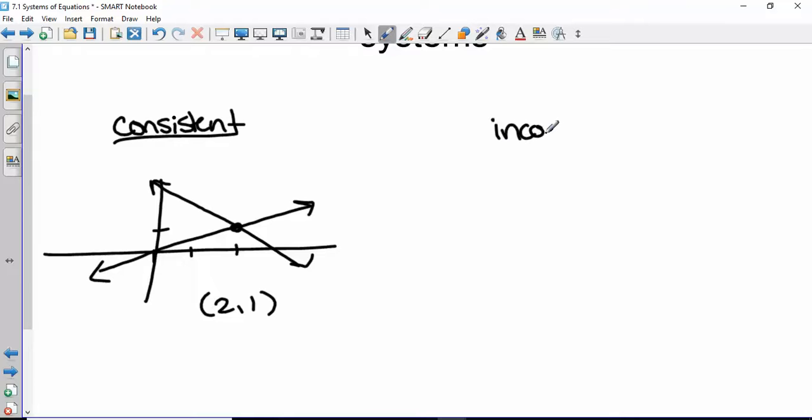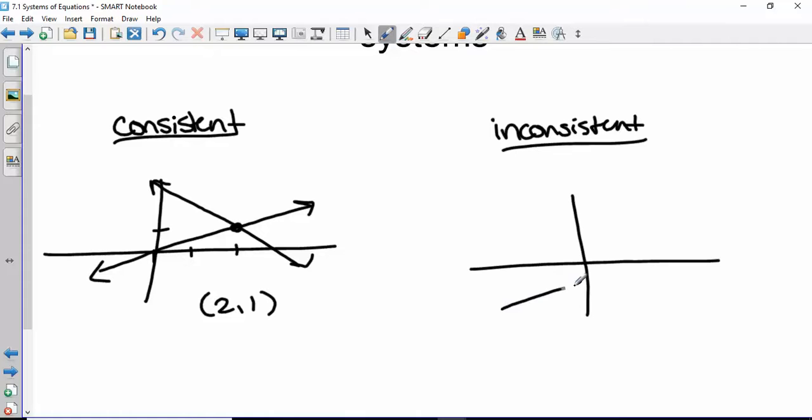What would inconsistent look like? They don't meet. Two lines that never meet, and the only way they would not meet is if those lines are parallel. Pretend those are parallel. So that would be no solution, and on that we would say no solution, inconsistent. I want you to identify those.